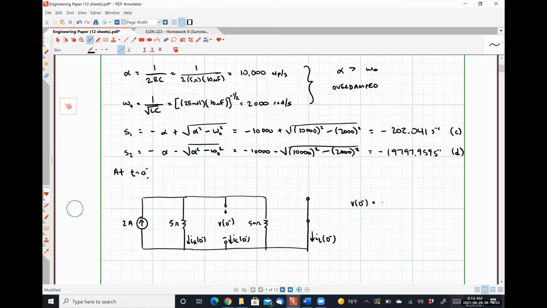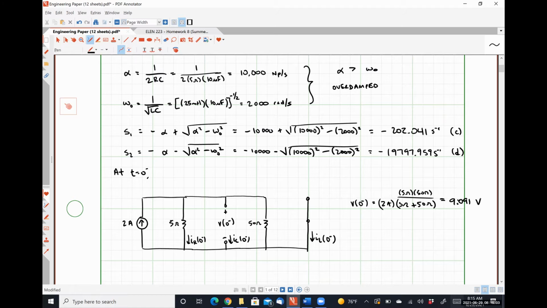So that would be 2 amps, and then we're going to have 5 ohms in parallel with 50 ohms. And I want to say that's like 9.09, but I'll double check. So 5 times 50 is 250 over 55, 100 over 11, yep, 9.091 volts.